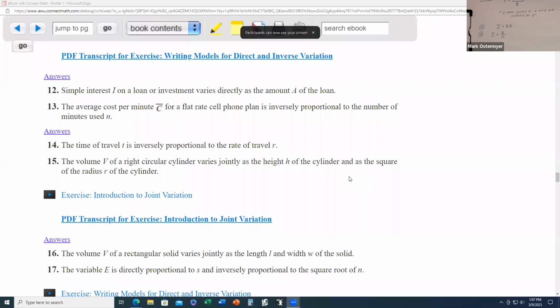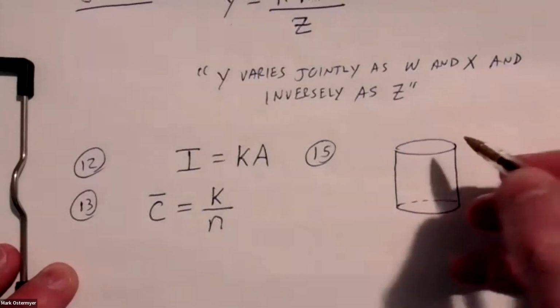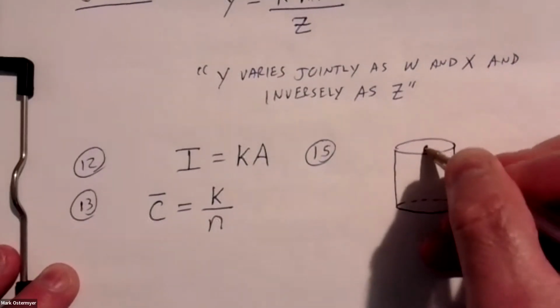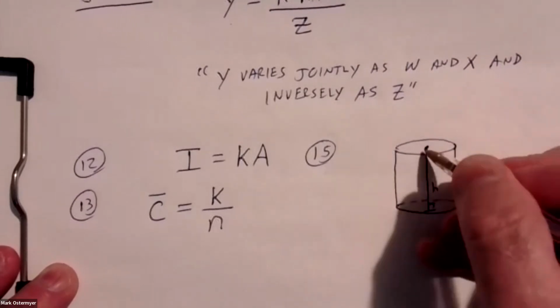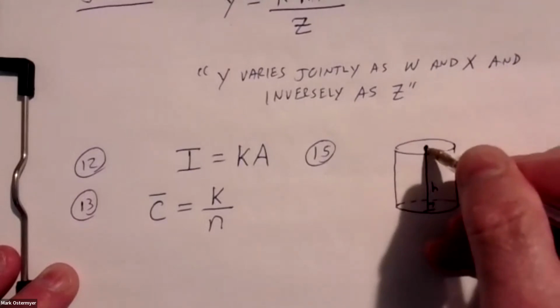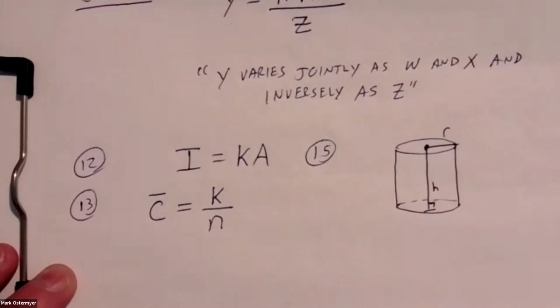All right, number 15. This problem involves a right circular cylinder, and I am going to draw a picture of a cylinder. A right circular cylinder is a glorified name for basically a can. The can has a certain height to it. This would be the height, H. And it has a circular bottom and top, so circles always have radii. So this would be the radius of the circular top or bottom.